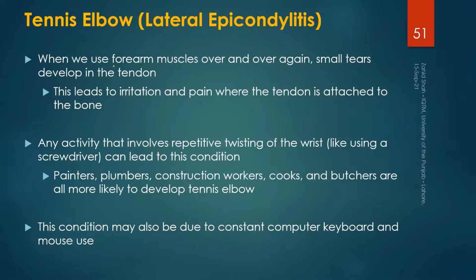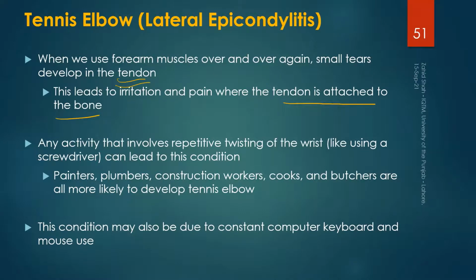When we use forearm muscles over and over again, small tears develop in the tendon. So we'll see which tendon it is. This leads to irritation and pain where the tendon is attached to the bone. Every tendon, of course, attaches to the bone. So we will see which specific tendon it is. It is near the elbow joint.